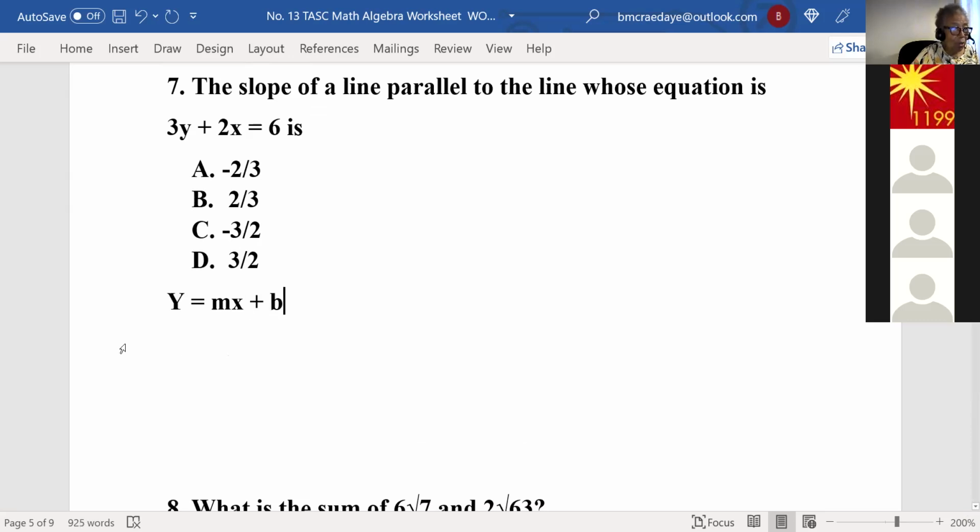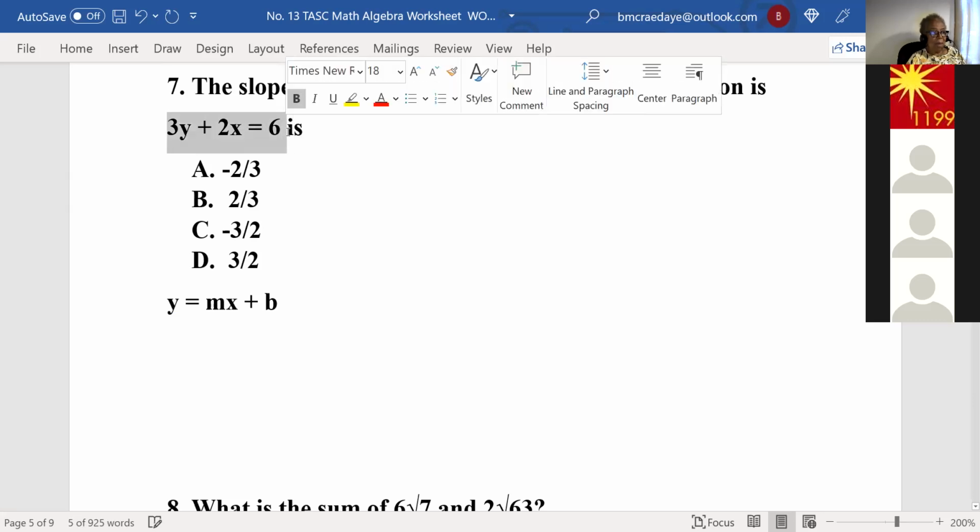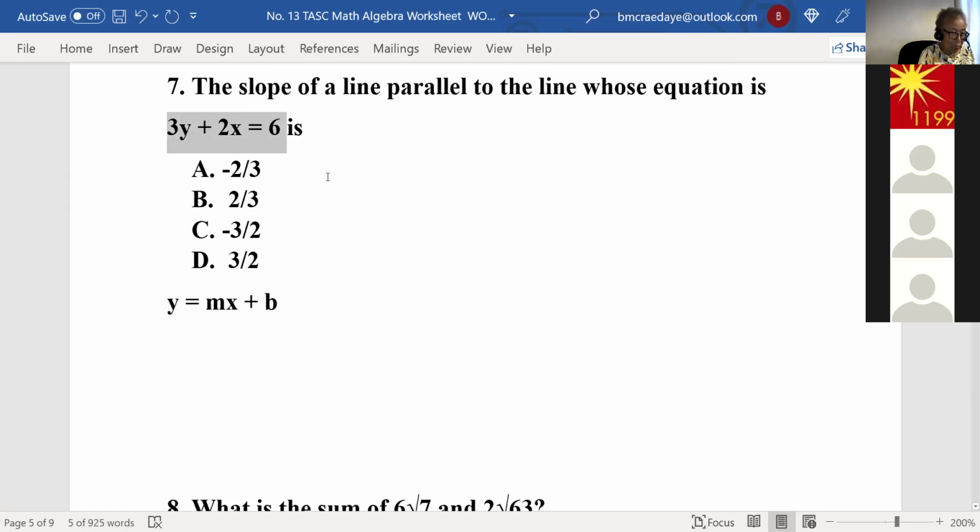So we want to get it in that format. Yes, that's the slope intercept formula. But Maureen, we want to take this equation and get it in that format. So what do we have to do? Vanessa, do you know what you have to do?